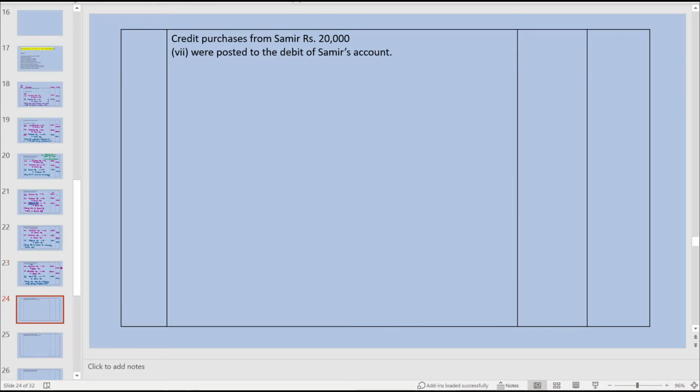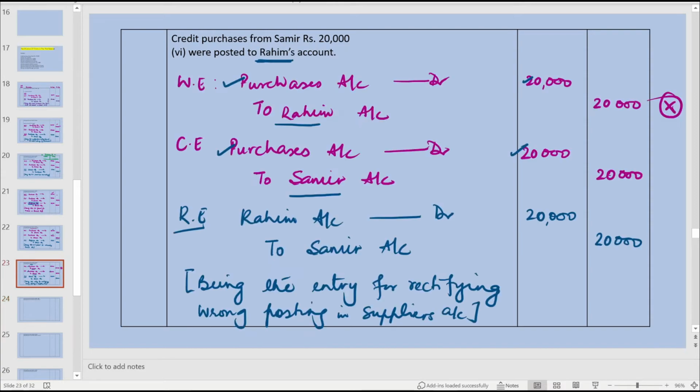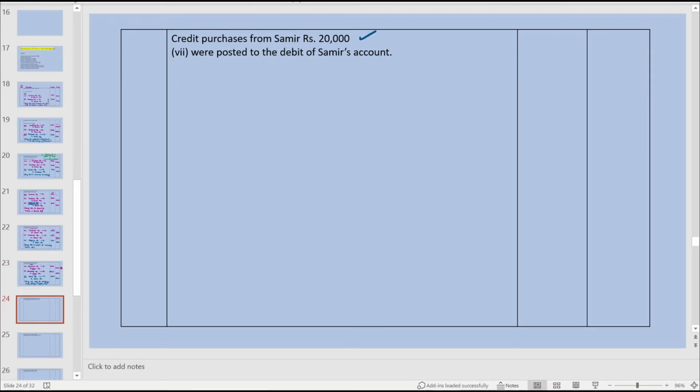Now, moving to the next one. Credit purchases from Samir 20,000 were posted to debit of Samir account. You see, Samir is my supplier. If Samir is my supplier, his account has to be credit. So the wrong entry they have passed is they have debited. That means the purchases are correct. There is no problem with purchases. The only problem is with Samir's account. So the wrong entry they have passed is my debit side is fine, but they have debited Samir's account.